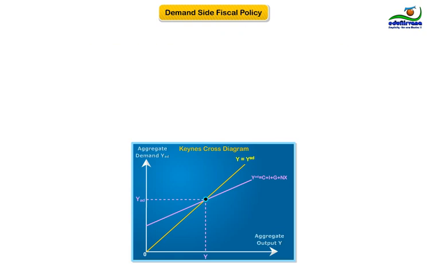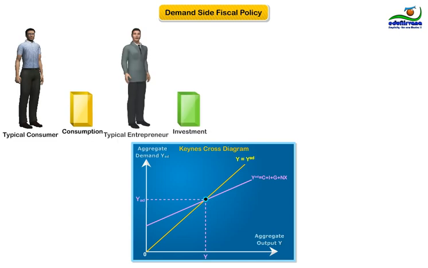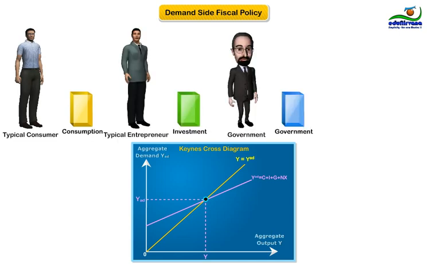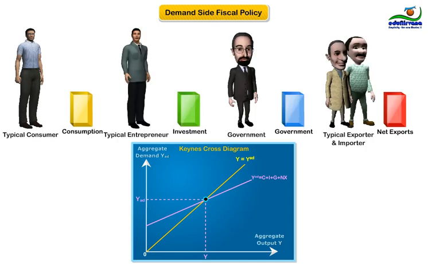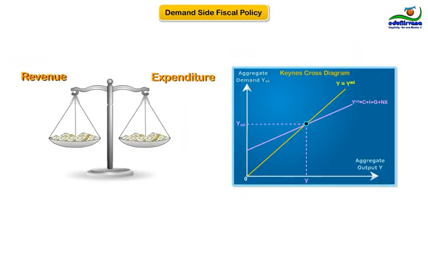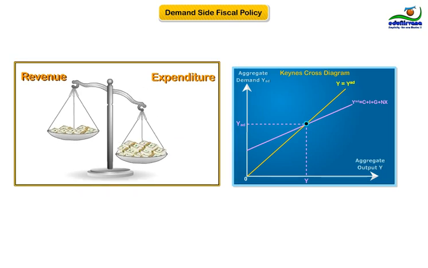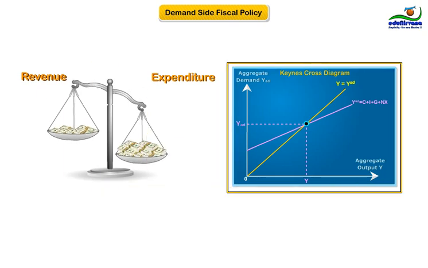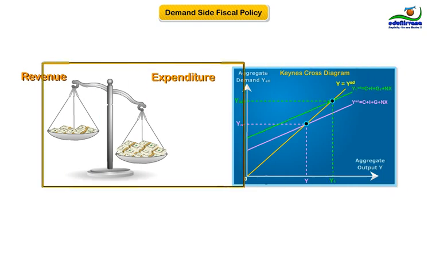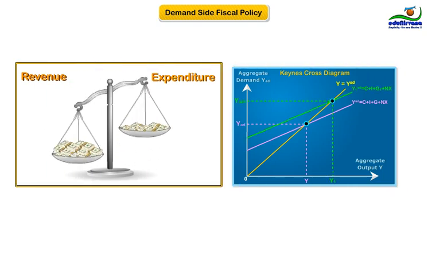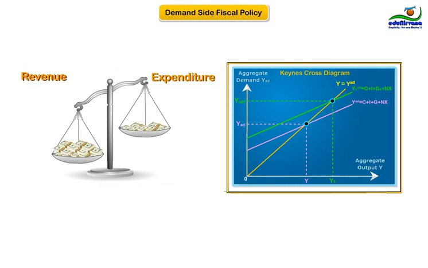Recall that a change in consumption, investment, government purchases, or net exports can change aggregate demand and therefore shift the AD curve. For example, an increase in government purchases, that is G, increases aggregate demand and shifts the AD curve to the right. A decrease in G decreases aggregate demand and shifts the AD curve to the left.